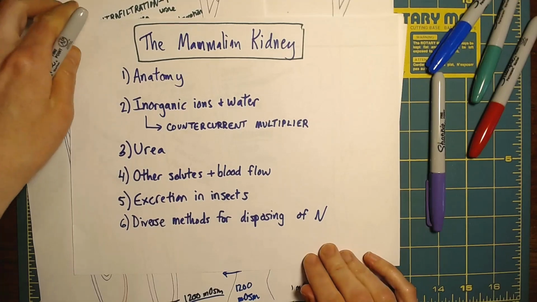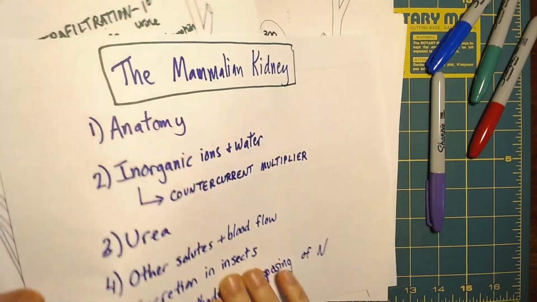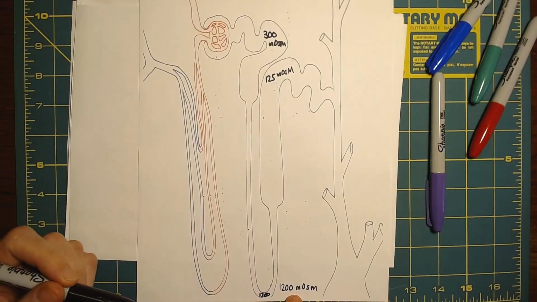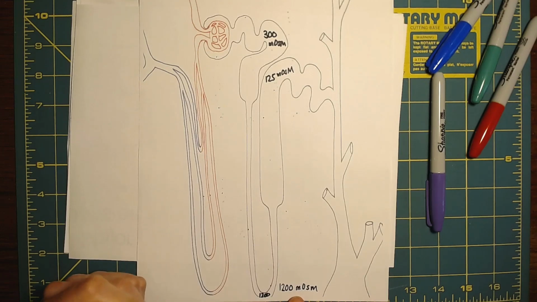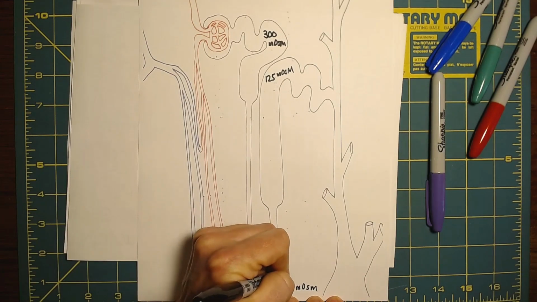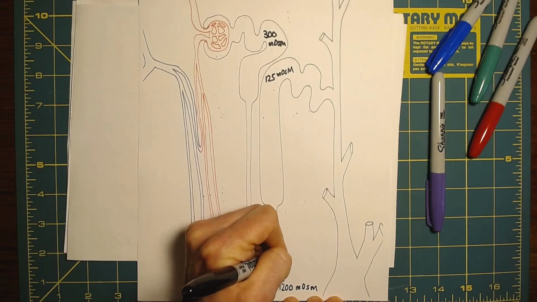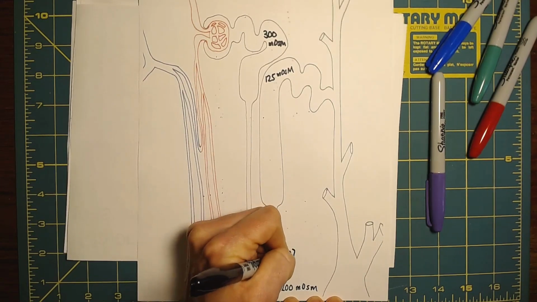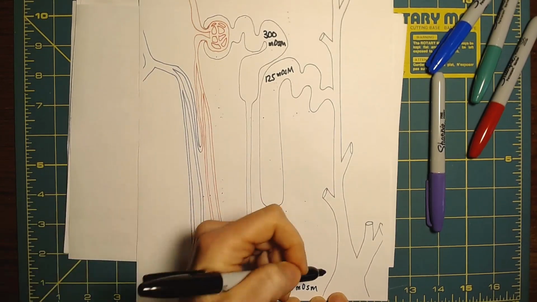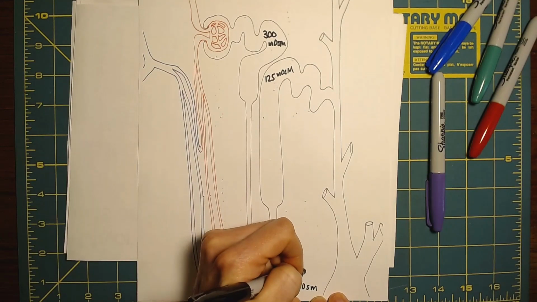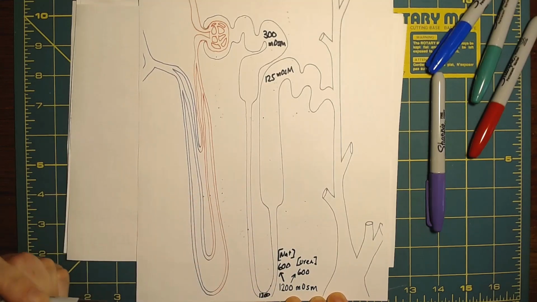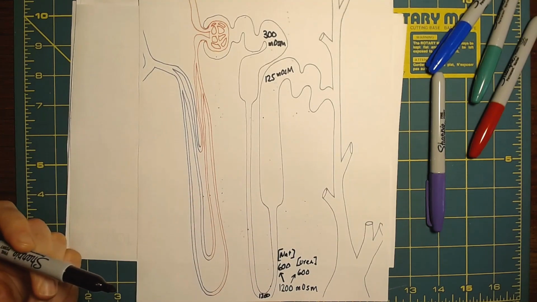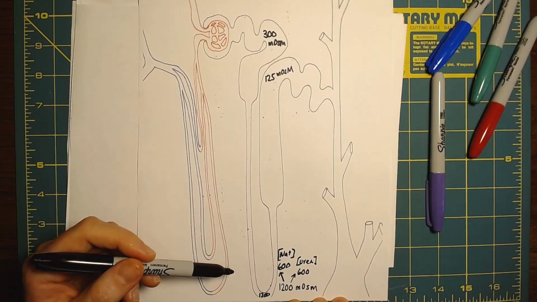But before we get into any of that, I want to note that out of this 1200 milliosmol gradient down here, only about 600 milliosmoles of this gradient really deep in the medulla is actually due to sodium. So the other half of that is actually due to urea. And so we need to talk about how exactly that works.